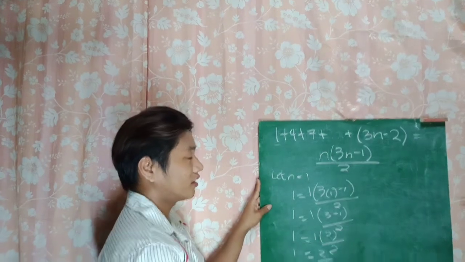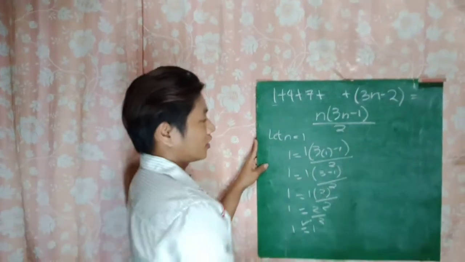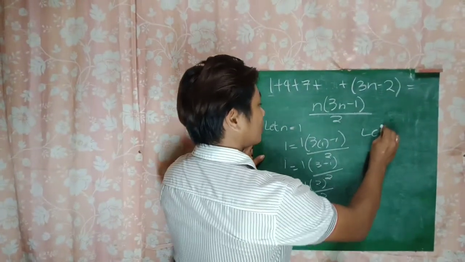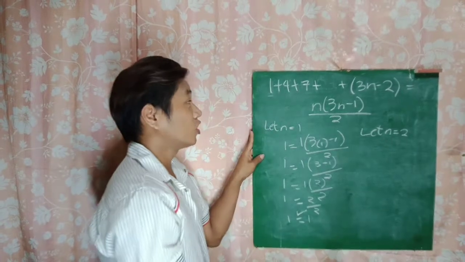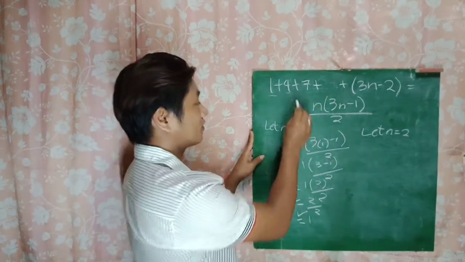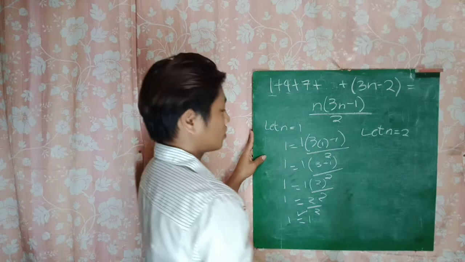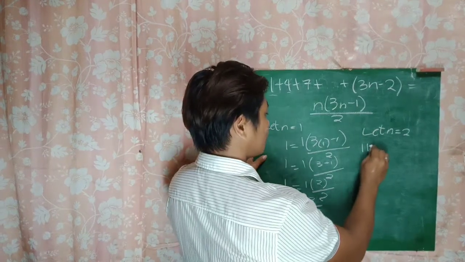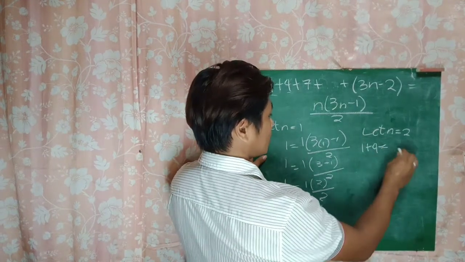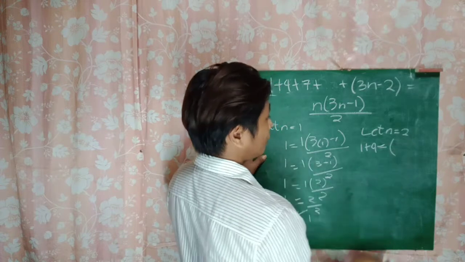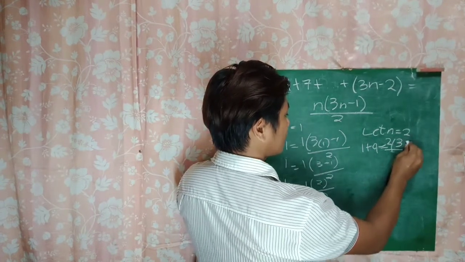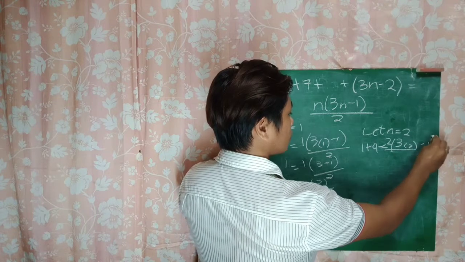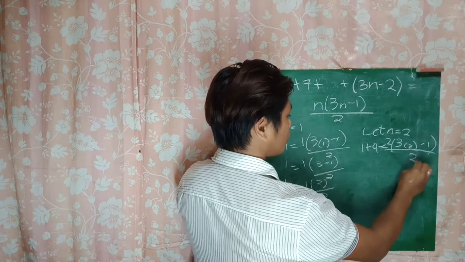So we need to let n equal 2. By letting n equal 2, we need to copy the first and the second value of the given equation. So we have 1 plus 4 equals, by letting the value of n equal 2, 3 times 2 minus 1 over 2.